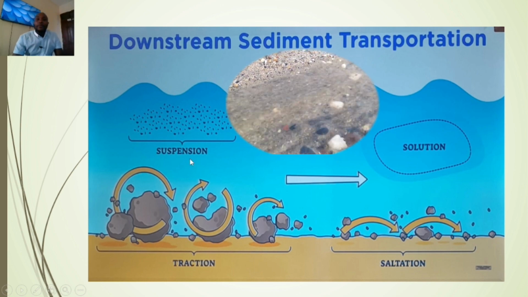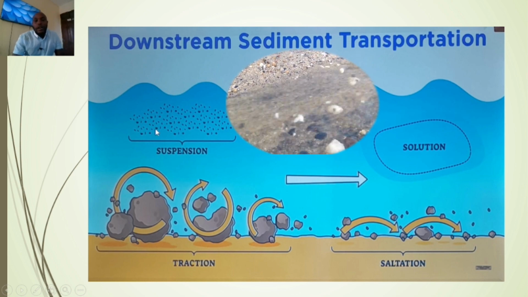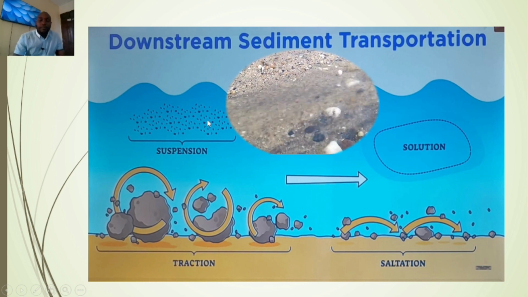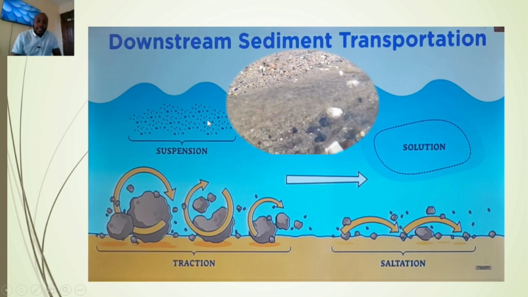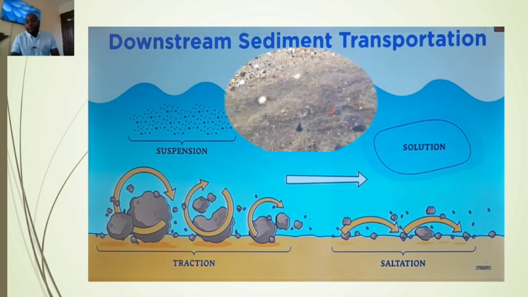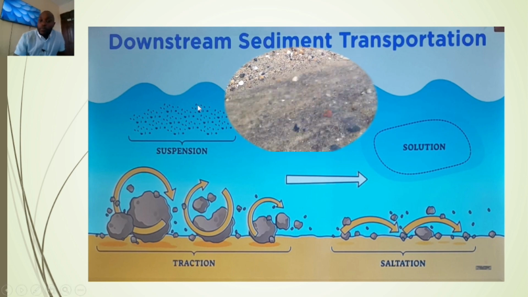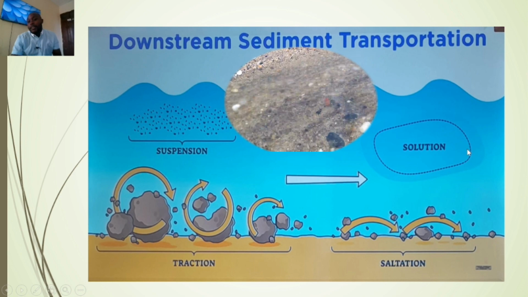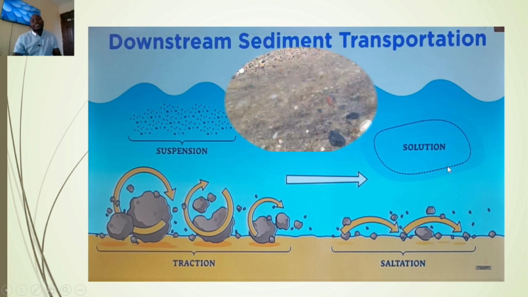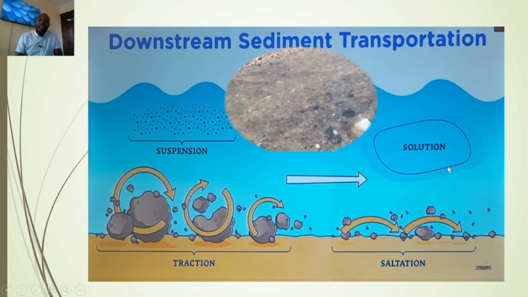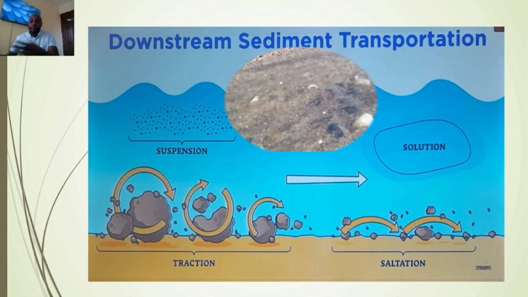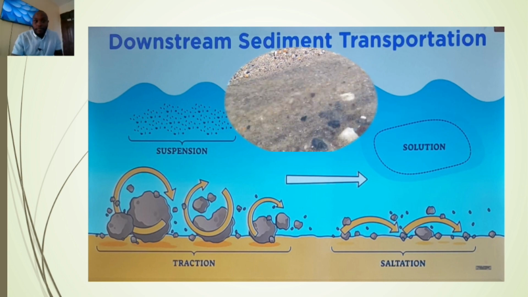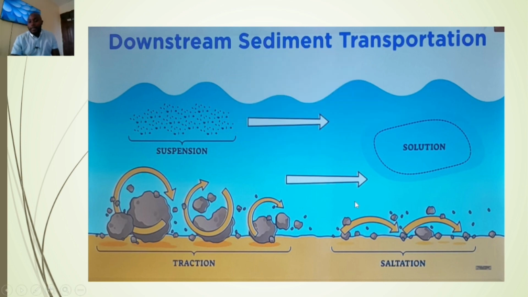Understood. And then we have suspension. You see those light material fine particles are suspended within the river as they are being transported. We call it suspension, being suspended. And then we have solution. You can't see it because the minerals are dissolved as they are being transported by the river. I think now this is clear.